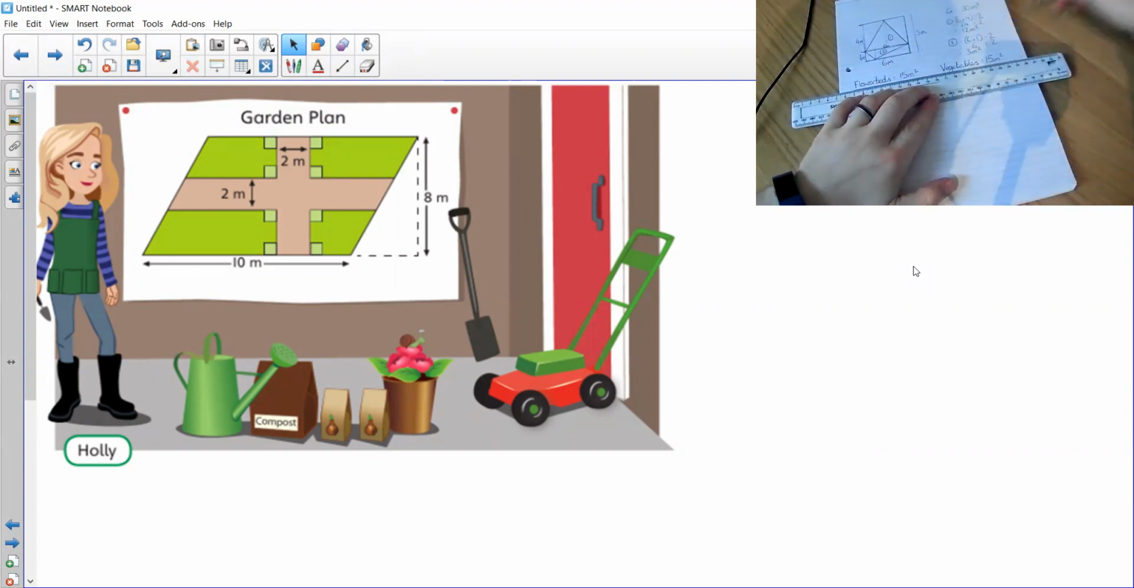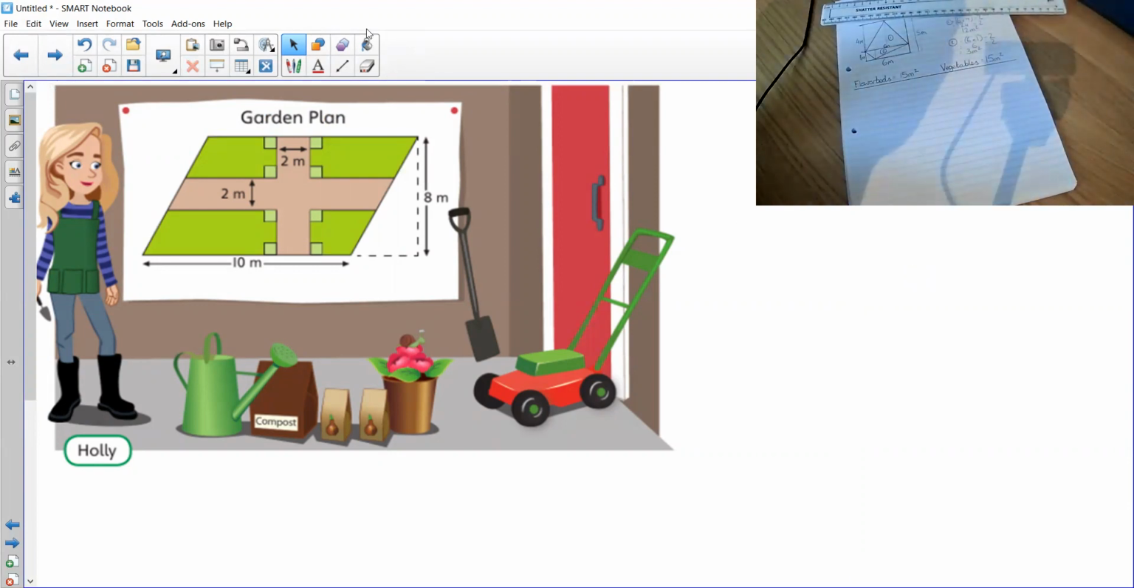There we go. The next problem that you've got here, this is the garden plan. And we've got Holly here who's written out the garden plan. She wants to know how much area the path is going to take. So we've got the path here and we've got the path here as well. So that's your first task, to work out how much area the path takes up in the garden.